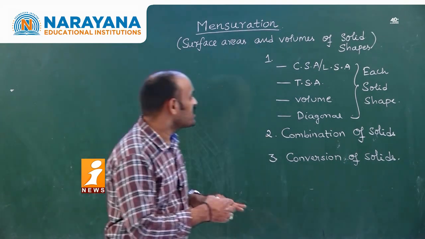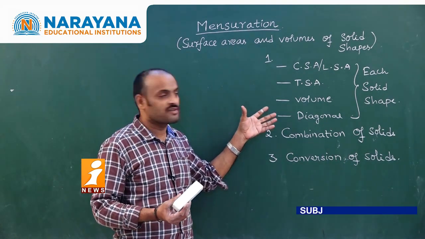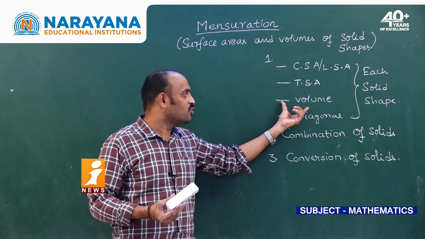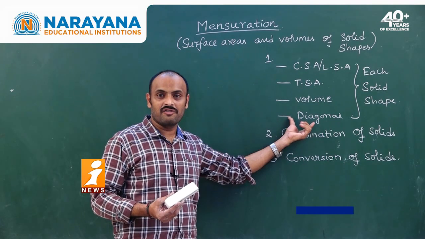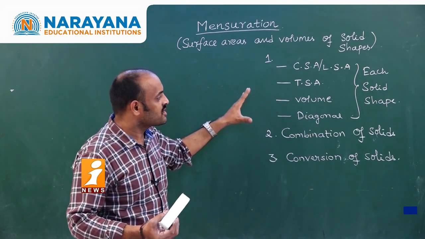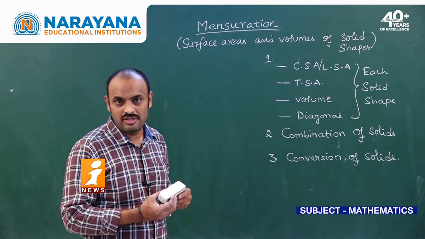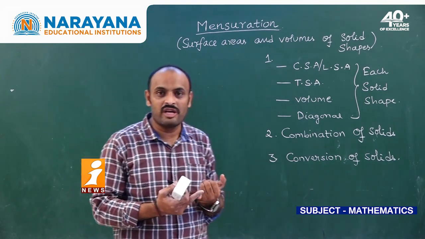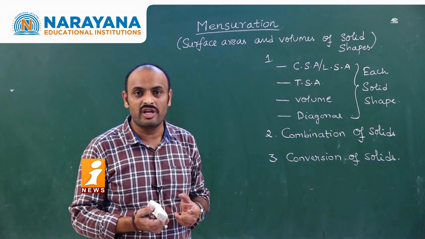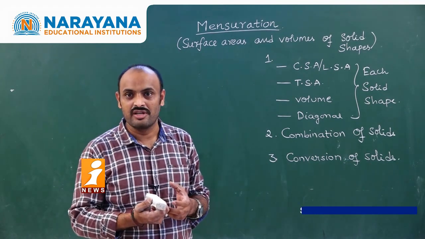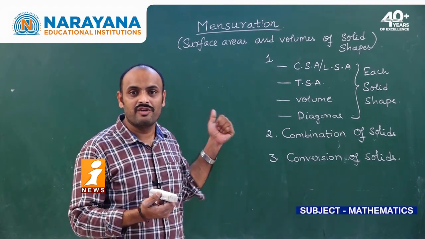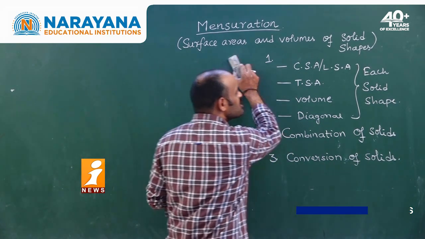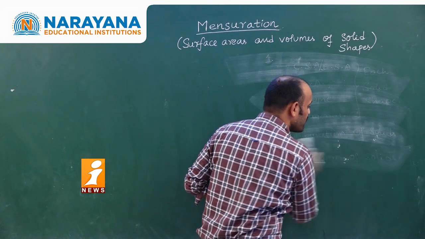Let's see what is curved surface area, what is lateral surface area, what is TSA, meaning total surface area, next volume of a solid, next diagonal of a solid. Before seeing this, what are solid shapes? How many dimensions are there? There is 0 dimension, 1 dimension, 2 dimension and 3 dimension. Especially in class 10, we have only 3-dimensional solid shapes. So what are the 3-dimensional solid shapes we have here?